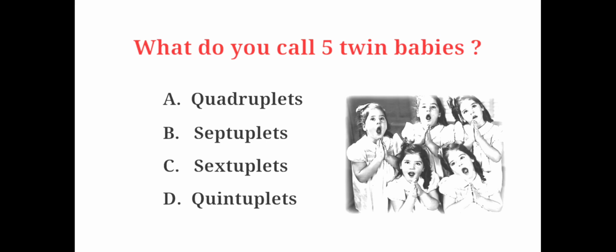What do you call 5 twin babies? A. Quadruplets. B. Septuplets. C. Sextuplets. D. Quintuplets. And the correct answer is D. Quintuplets. Quintuplets refers to the birth of 5 babies to a mother in a single pregnancy.